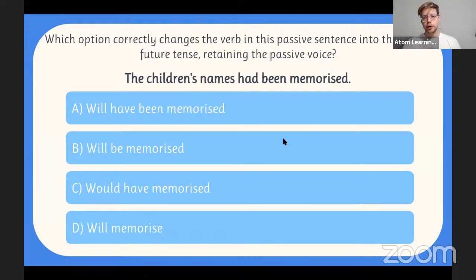Right, let's get into it. Stop sharing. We have another question, then I'll do a nice little summary before even more questions. So can you change the verb in the sentence into the simple future tense, retaining the passive voice? I know, I am really mean today.